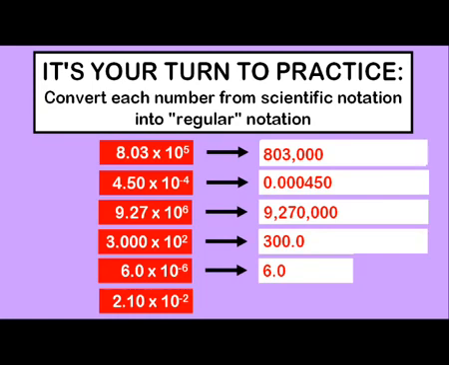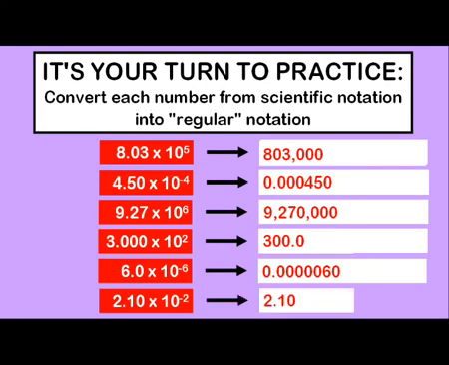Our next example is going to be a smaller number as we move the decimal to the left 6 places. And that is our answer. And finally, we have a number that becomes smaller as we move the decimal to the left 2 places. The answer is 0.0210.